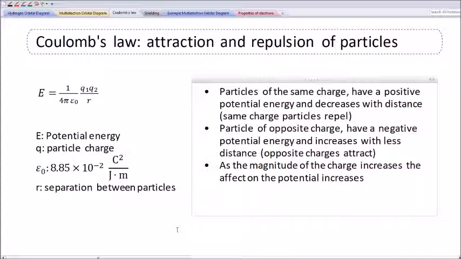This is opposite when there are particles of opposite charges. They have a negative potential energy, and this increases with less distance. As two particles of different charges approach each other, they attract each other. And this effect is of a greater magnitude if the charge of the particles is also greater in magnitude. So for example, a particle with a +2 charge versus a particle with a -2 charge will have a greater attraction compared to particles of +1 and -1.